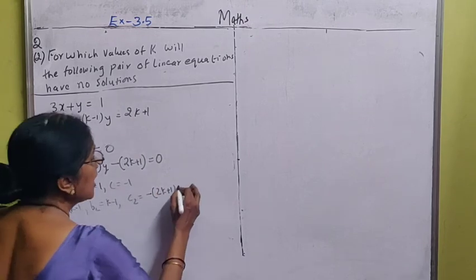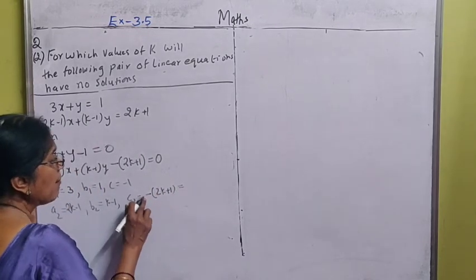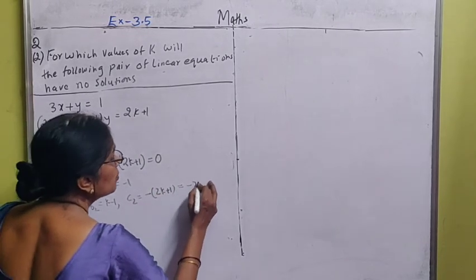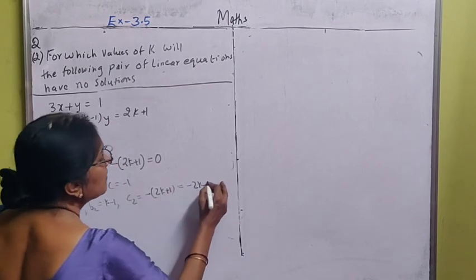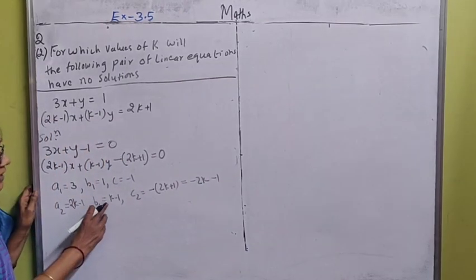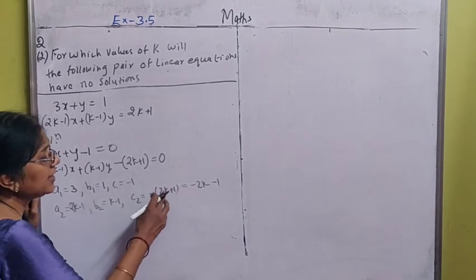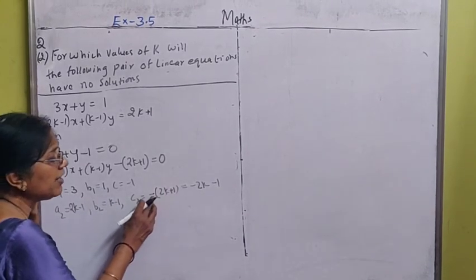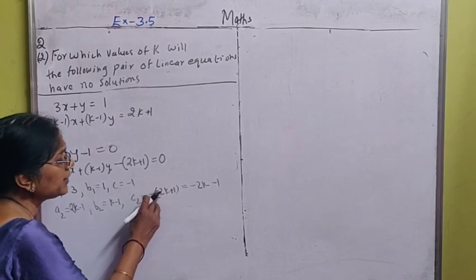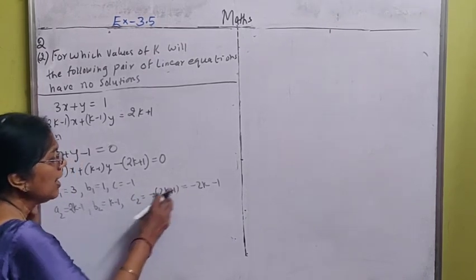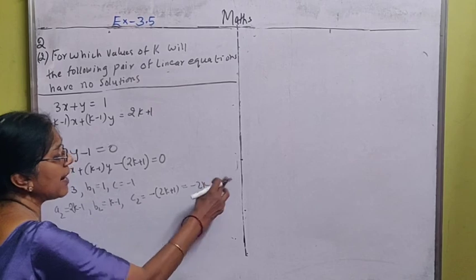So this I can write it down as, if I remove from the bracket, minus into plus is minus 2k, minus into plus is minus 1. B2 is equal to k minus 1. C2 is equal to minus in the bracket 2k plus 1. I will remove from the bracket, minus into minus is minus 2k, minus into plus is minus 1.